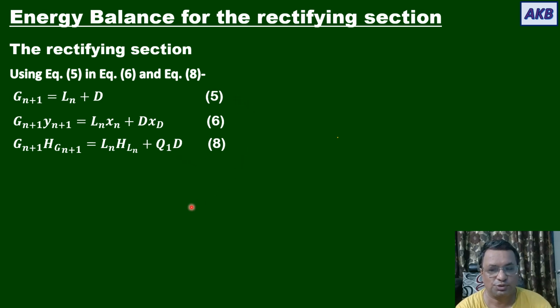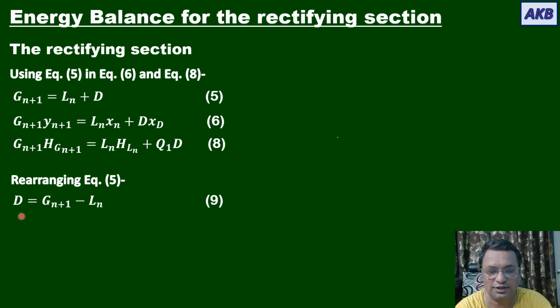Now first what we will do, we will rearrange equation number 5. How? Let us understand. So rearranging equation number 5, D = Gn+1 minus Ln, and now I'm calling it equation number 9. So from equation number 5 we have got the equation for D, and I'm calling it equation number 9. Now we will use equation 9 in equation number 6. So this is the equation.